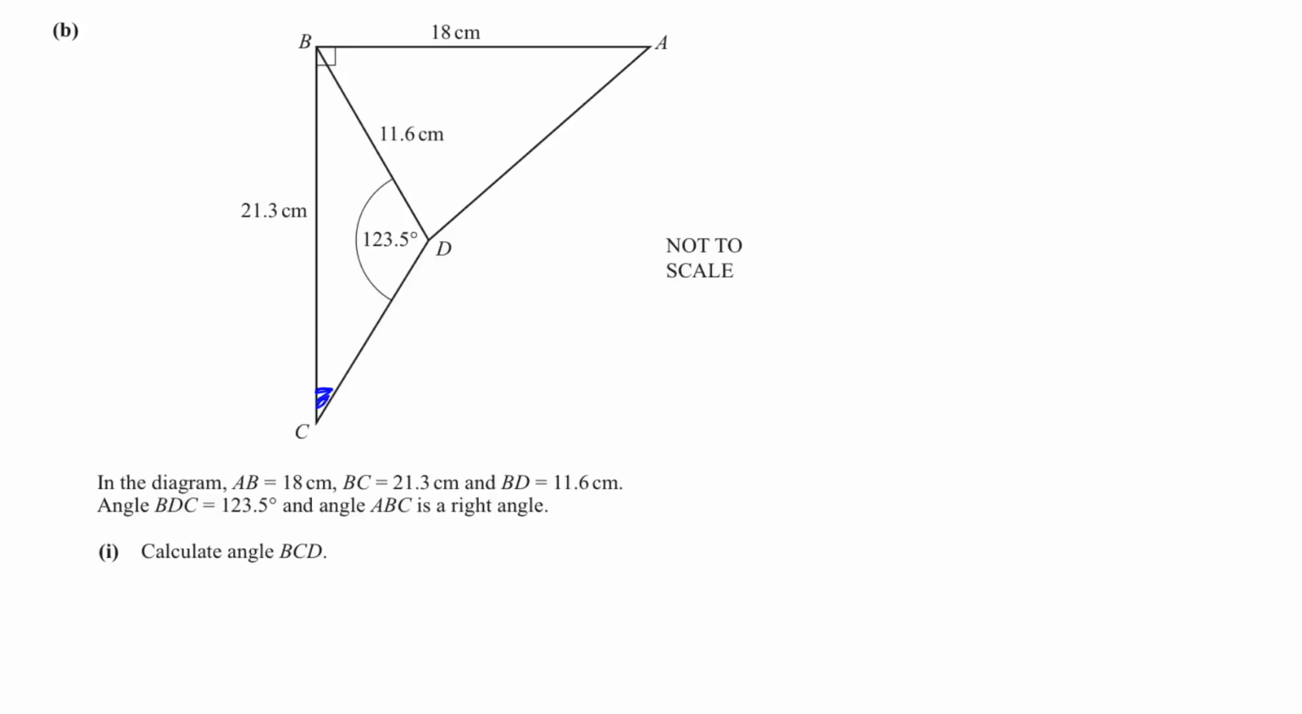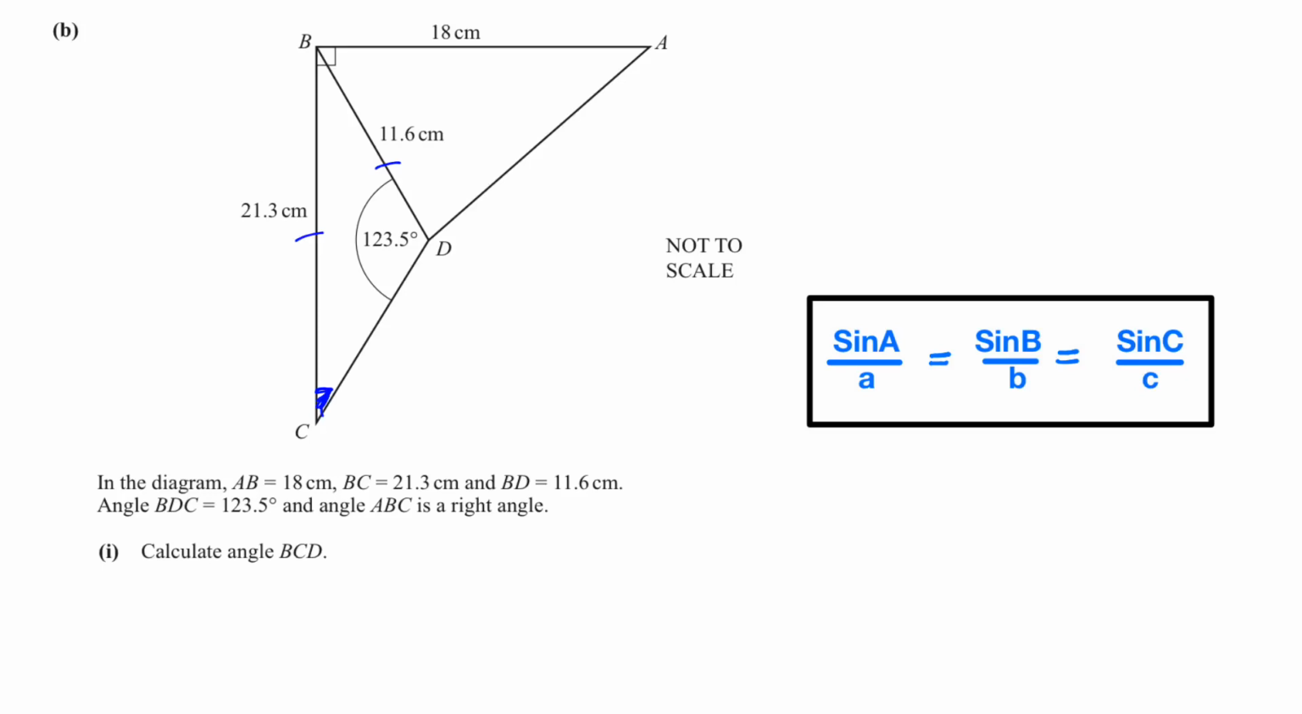We have to find this angle when two sides and one angle is given and you want to find the third angle. We use the sine rule. This is the rule we use. We replace whatever value has been given to us. So in this case, sine A, which is sine D, sine 123.5 over A. A is the side. What is opposite the angle 123.5? 21.3.